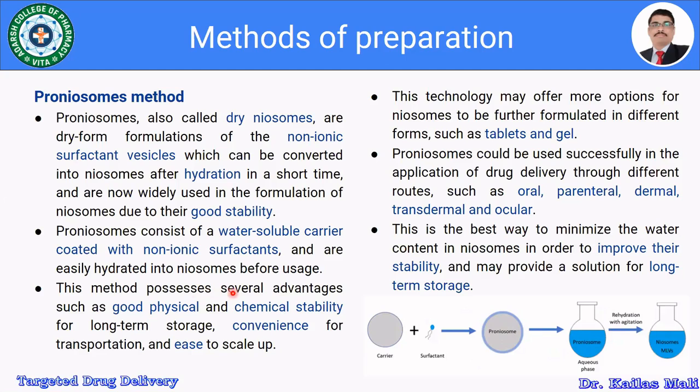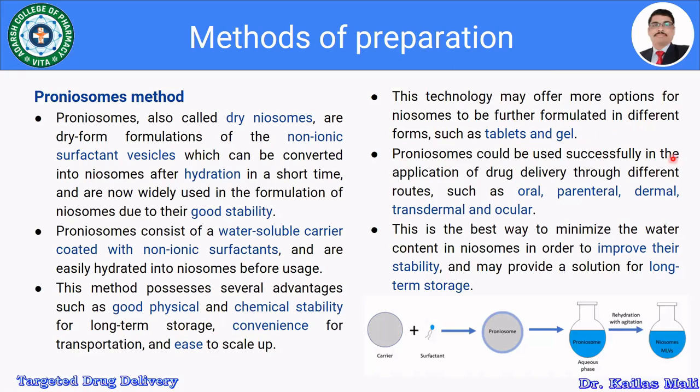This method possesses several advantages such as good physical and chemical stability for long-term storage, convenience for transportation and ease to scale up. So these are the few advantages of the Proniosome method. This technology may offer more options for Niosomes to be further formulated in different forms such as tablets and gel. As the Proniosome is a dry form, it is possible to formulate certain other formulations like tablets as well as the gel formulation.